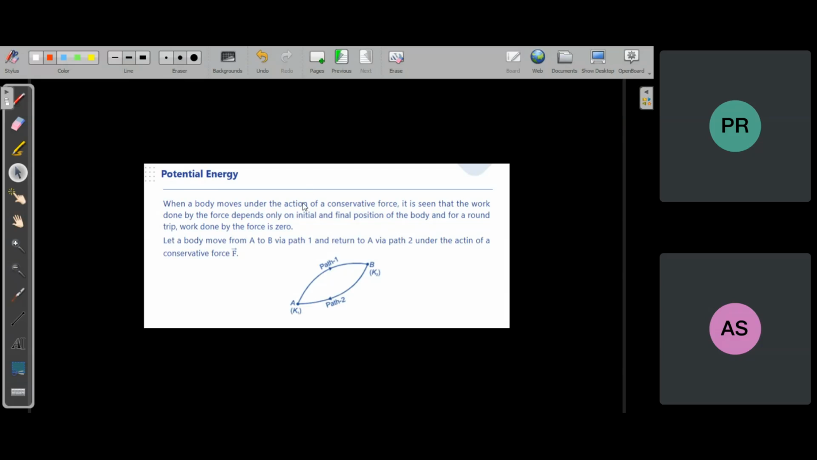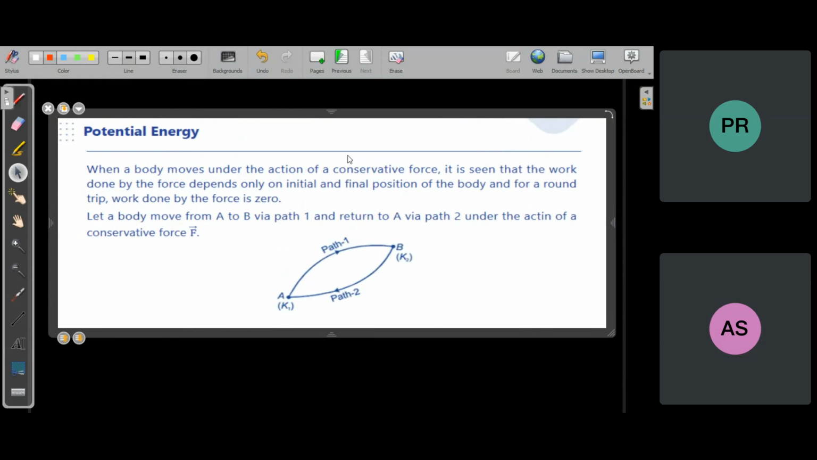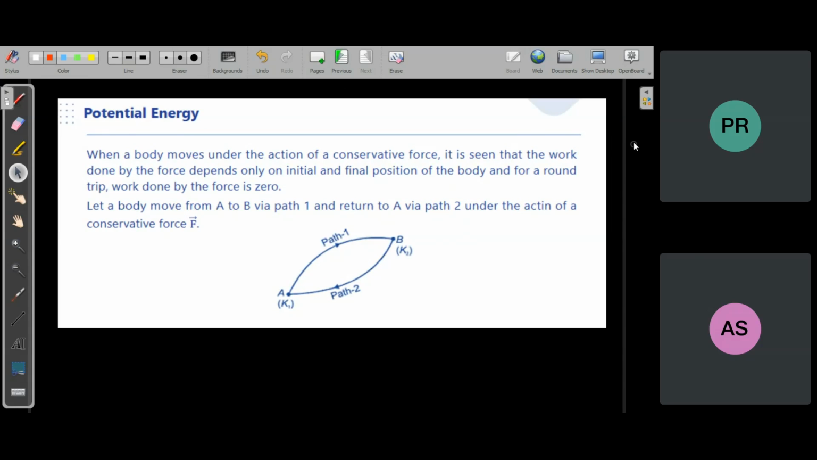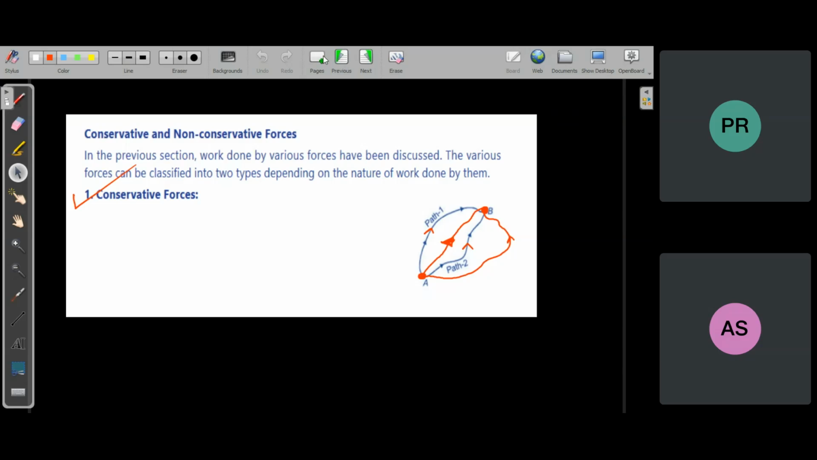Now comes potential energy. You can understand potential energy only if you understood conservative and non-conservative forces, because potential energy is always associated with a conservative force. So what are the conservative forces? Gravitational force is a conservative force. A spring force is a conservative force. Electrostatic force, like that.